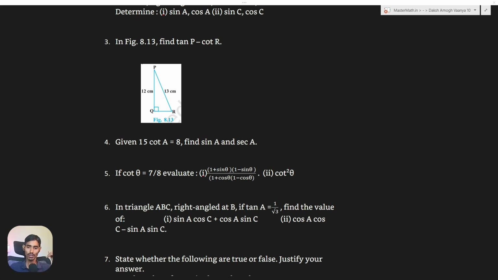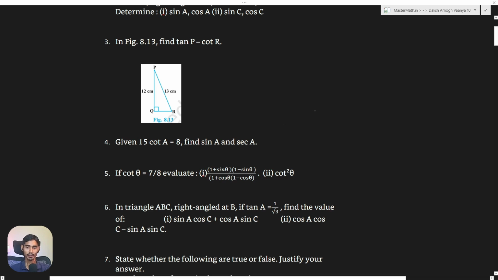Anyone got the sine value and the cos value? Who else got? Okay, one, yeah. Anyone else got the final answer as well? Okay, that was quick.